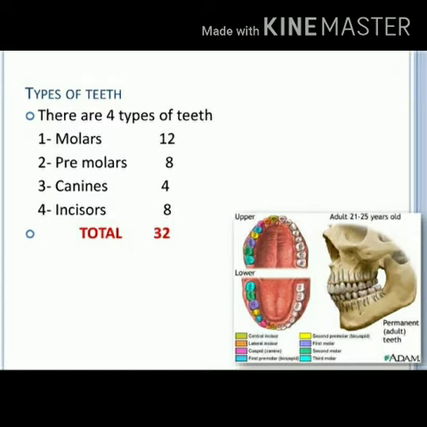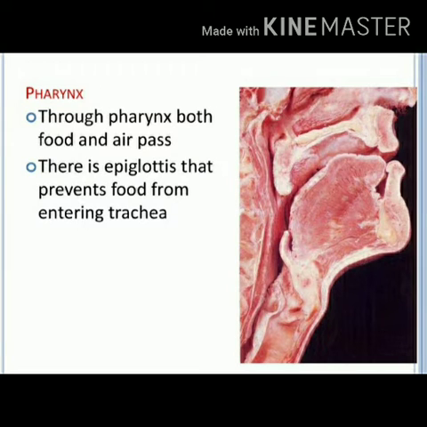When you talk about the types of teeth, there are four types: molars, premolars, canines and incisors. The front teeth we call incisors, which are 8 in number. Across the upper and lower jaws, canines are 4 in number, premolars are 8, and molars are 12 in number. Next is our pharynx. In the pharynx region, two pipes are present.